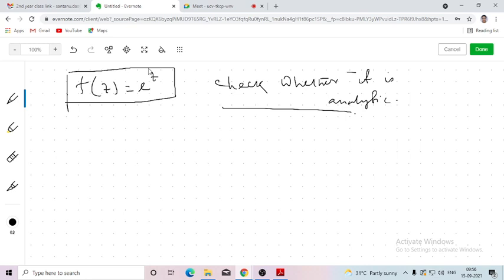Are you saying anything? Hello, sir. Yeah. Sir, I was saying I am unable to understand what you have written. f(z) is equal to e to the power z. Okay, sir.